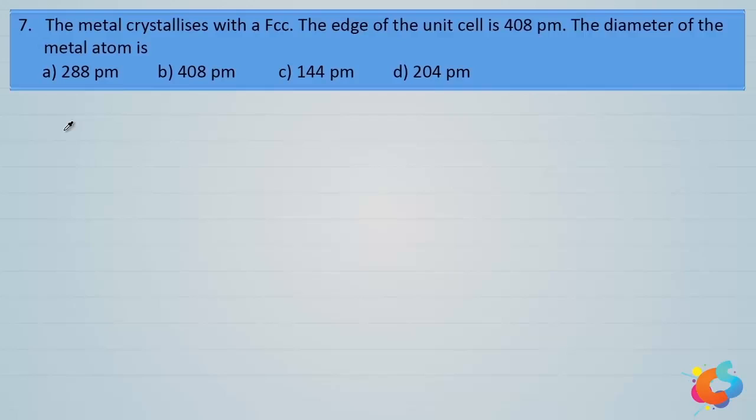The next question is, the metal crystallizes with a FCC. The edge of the unit cell is 408 picometer. The diameter of the metal atom is, the given options are option A 288 picometer, option B 408 picometer, option C 144 picometer, and option D 204 picometer.